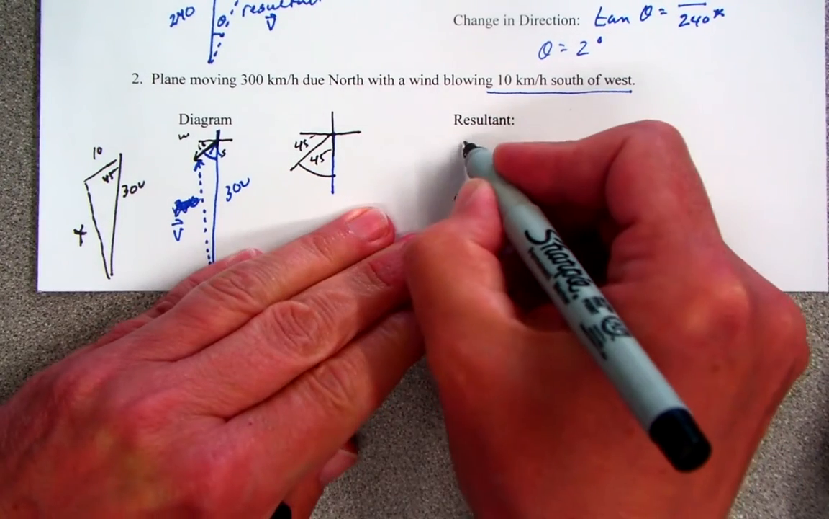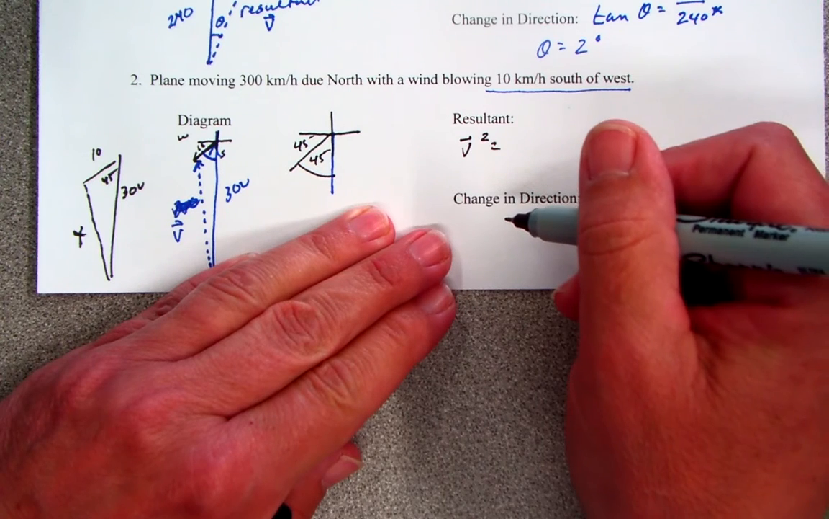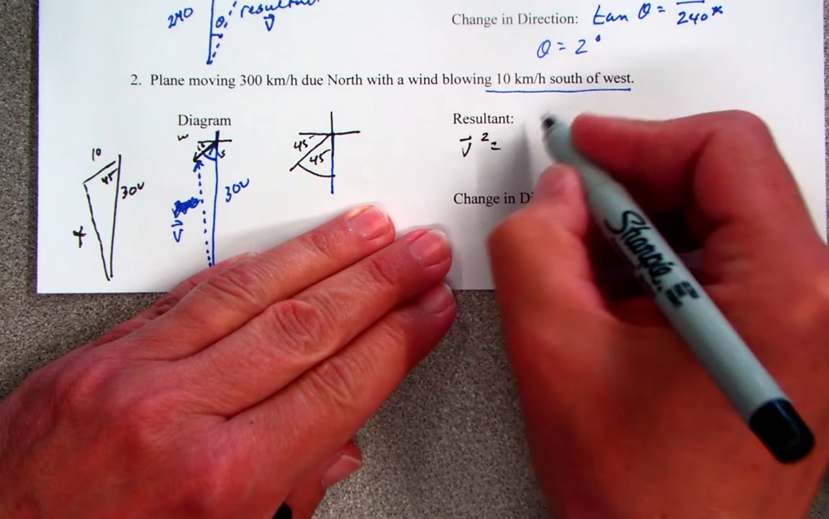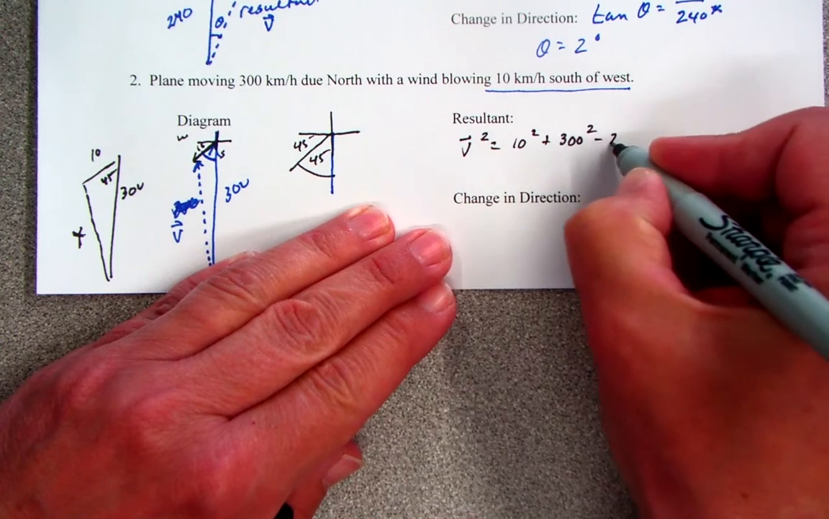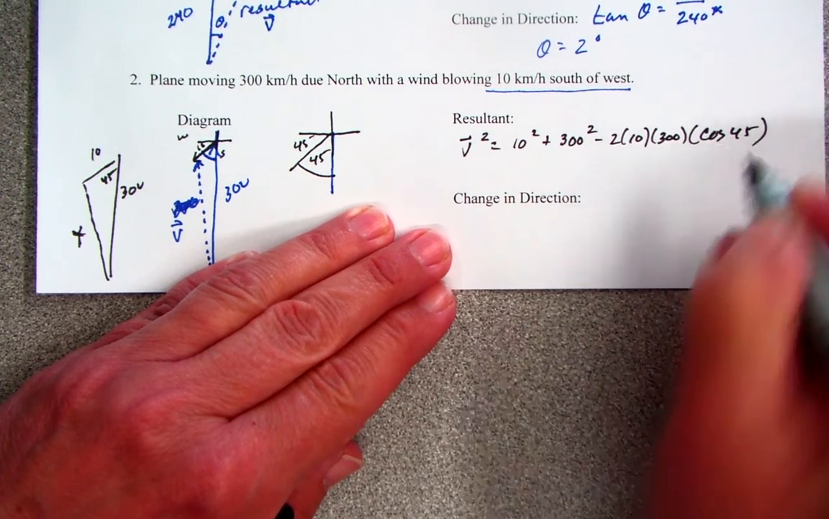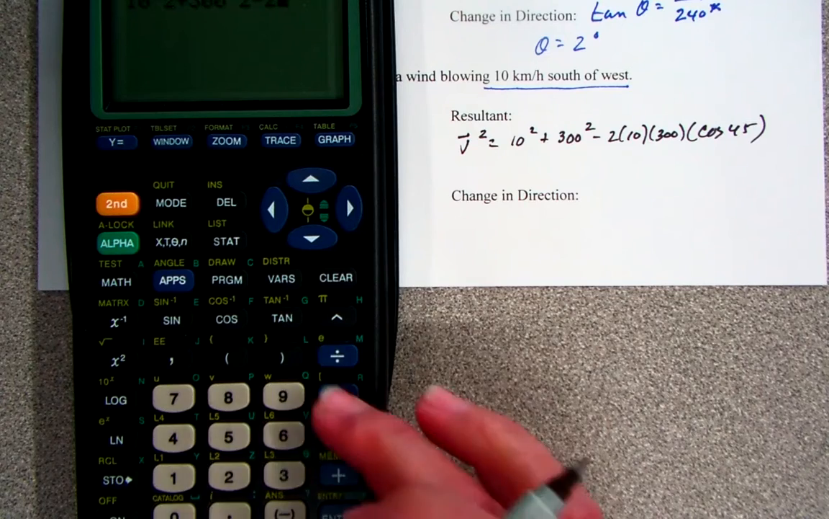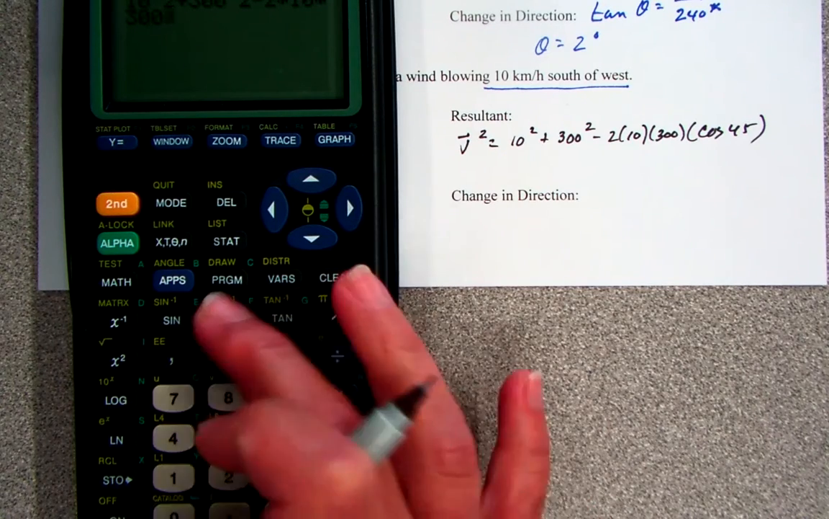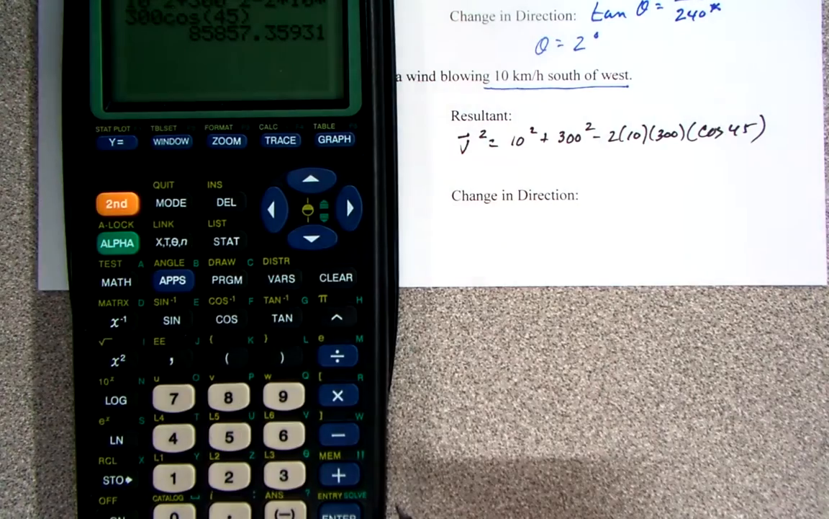So the vector I'm looking for squared is equal to, so I'm going to take my two sides, and I'm just using my law of cosines. Look it up if you're not sure. It's 10 squared plus 300 squared minus 2 times 10 times 300 times the cosine of 45. So I could plug that into my calculator. Okay, so 10 squared plus 300 squared, and then minus 2 times 10 times 300 cosine 45, and it looks like that length, ooh, that's huge, but remember, that needs to be square rooted.